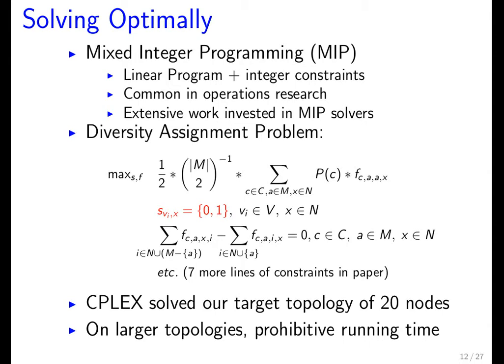So we leverage this same effort, and our first step is to express our diversity assignment problem as a mixed integer program. The full details are in the paper. I'm showing you just the first 3 lines of this. There are 7 more. So you have an objective function and then a set of constraints. And notice one constraint here is in red, and that's the integer constraint. That makes this problem hard to solve.